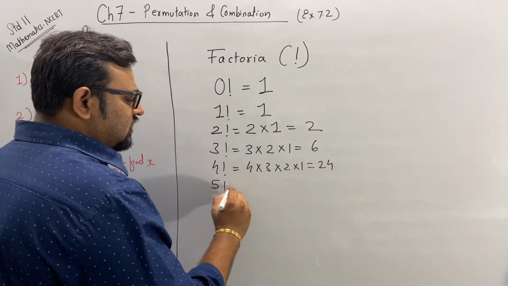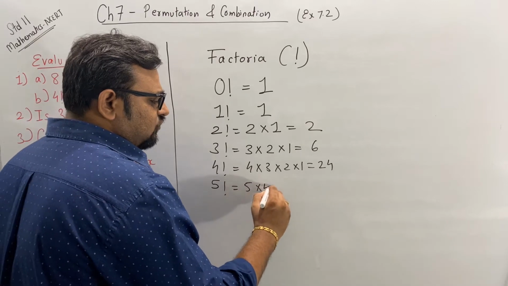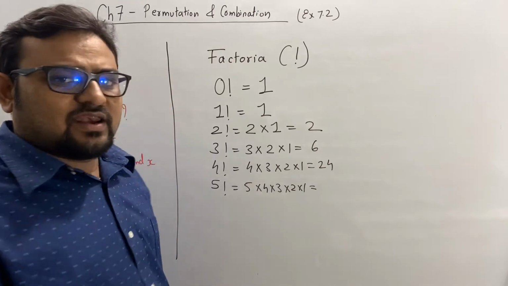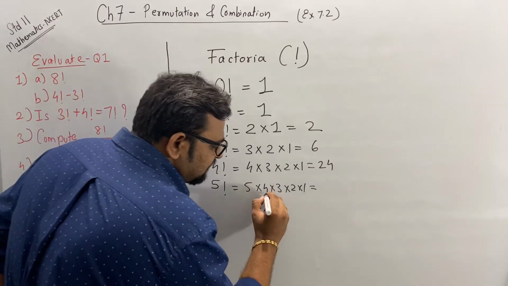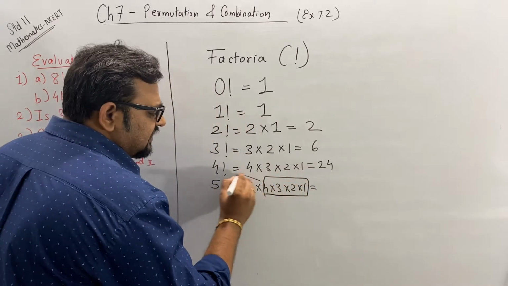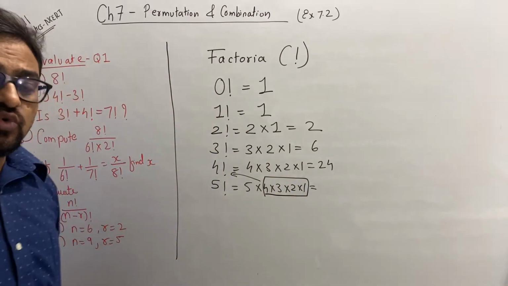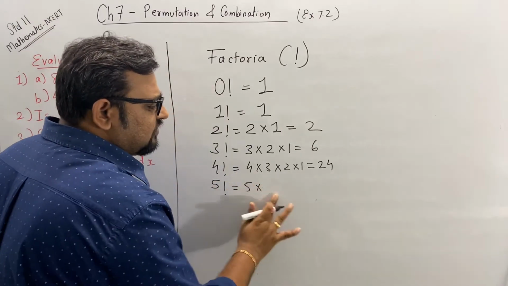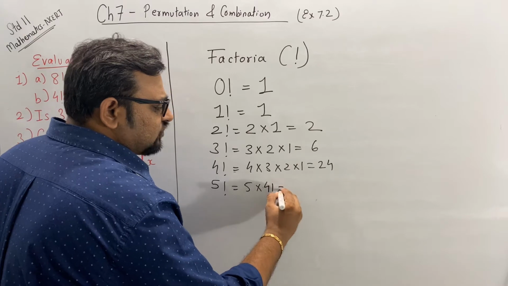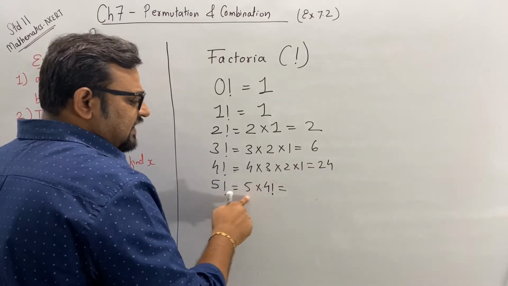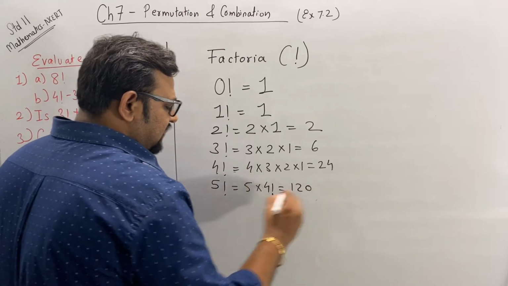5 factorial is 5 into 4 into 3 into 2 into 1. Now, what is 4 into 3 into 2 into 1? It is 4 factorial. So, what can I write down? I can write here 5 into 4 factorial. Right? So I can write 5 into 24, 120.